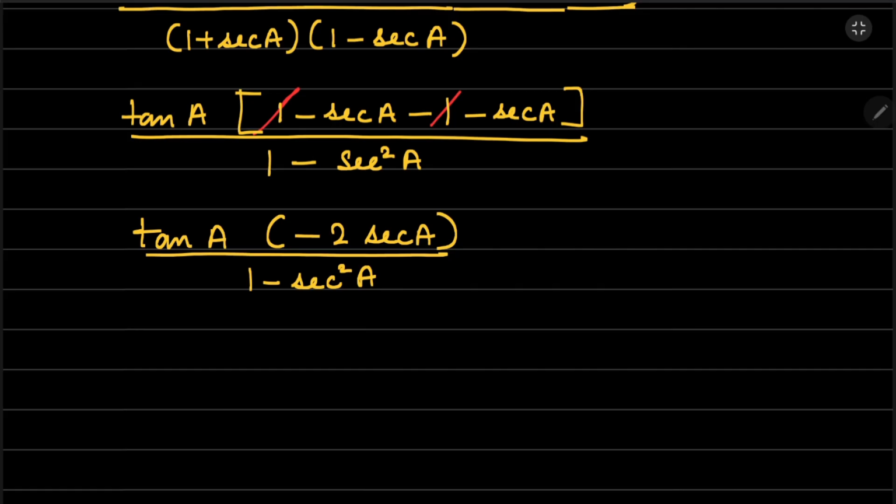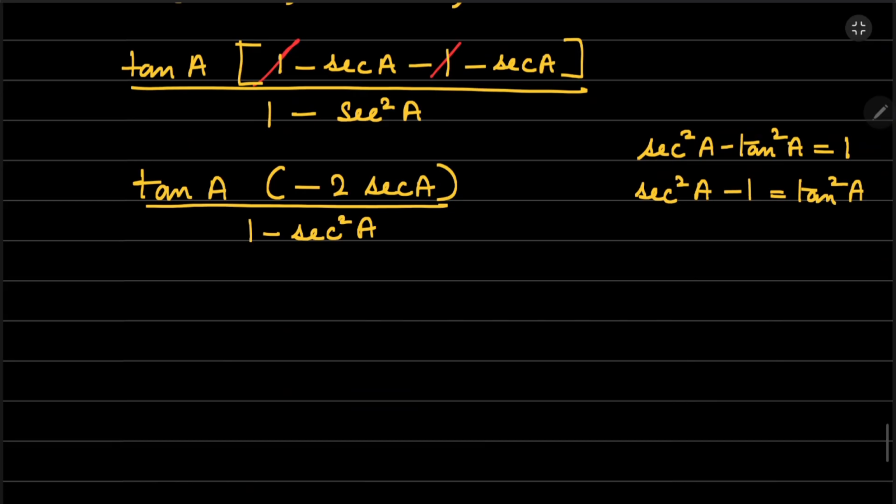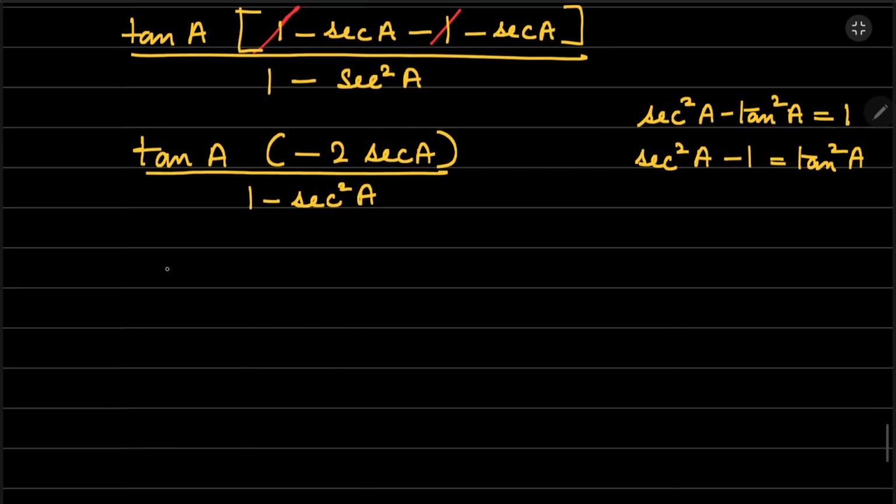Okay. Now we know that secant square A minus tan square A equal to 1, right? So 1 minus secant square A will be minus tan square A, or you can write secant square A minus 1 will be tan square A. Right. So let us replace this. You can take a negative common from the denominator. There is already a negative sign here, so you can flip this. Okay, take minus 1 common.